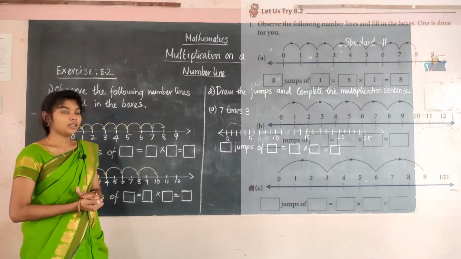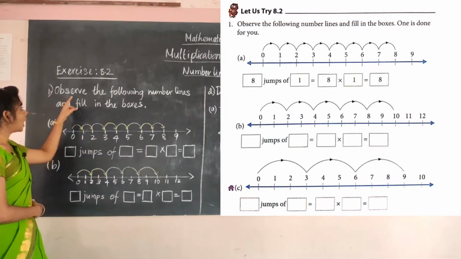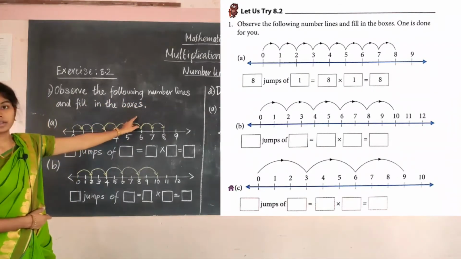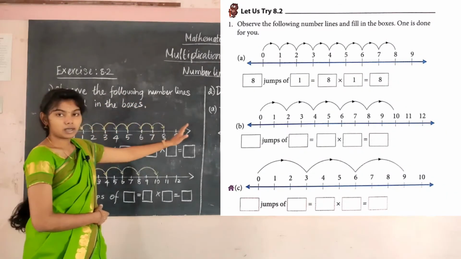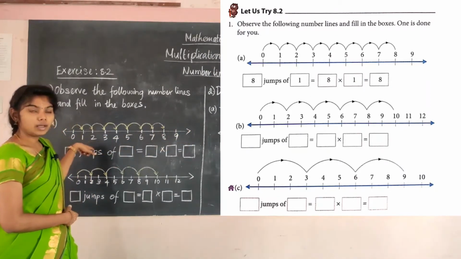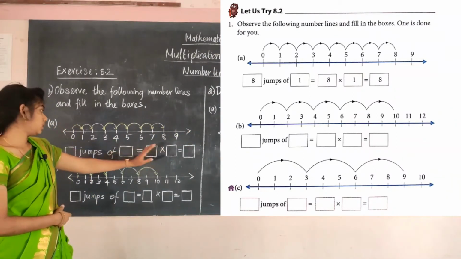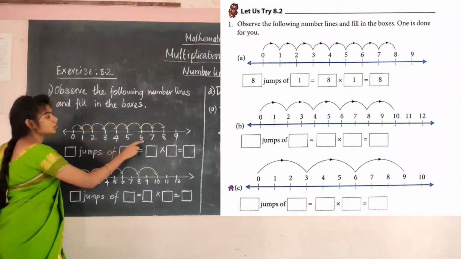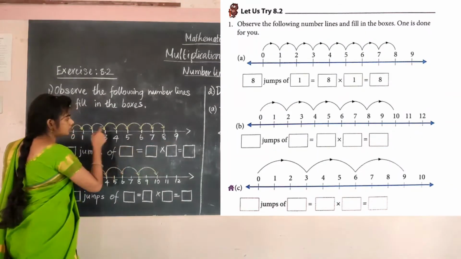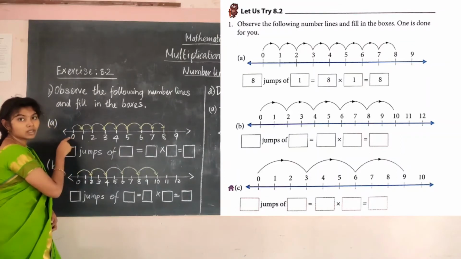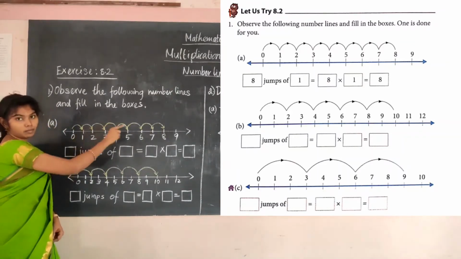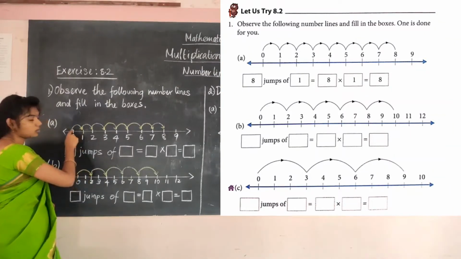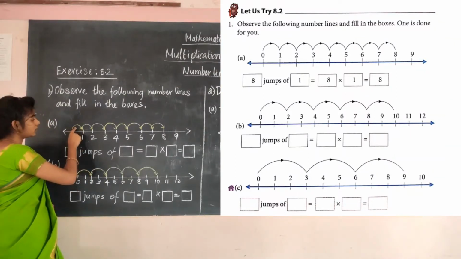Now we shall try to exercise problems. Observe the following number lines and fill in the boxes. So see this number line and you are going to fill in the incomplete boxes given here. See the first number line. What is given here? The numbers are written below up to 9. This is a number line which starts from 0. And here from 0 to 1. How many jumps are there?